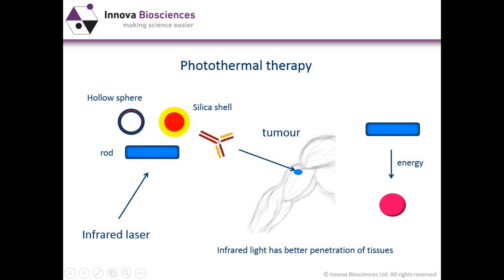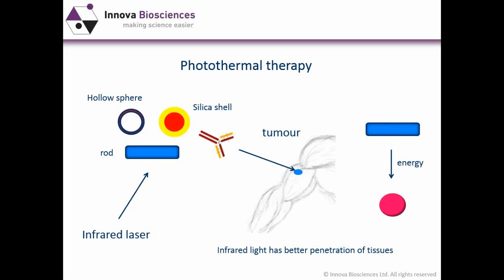Okay, coming on to some of the therapeutic applications now. Photothermal therapy. Now, this is an interesting approach. You tend not to use gold spheres here. It tends to be rods or hollow spheres, or sometimes spheres that have a thick silica shell. The reason these shapes are used is that the absorbance profile shifts from around 530 nanometers into the infrared region, and infrared light will penetrate tissues more than light at around the 530 region.